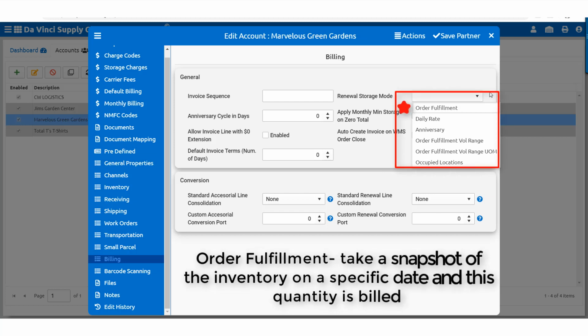Here are some common strategies for calculating. Order fulfillment. Take a snapshot of the inventory on a specific date, and this quantity is billed. Most often, this is calculated after operations end, on the last day of the month. This is looking forward to the month to be billed. For example, calculating on May 31st, at midnight, is billing for the month of June. In other words, as of June 1st, this is the inventory in the building for the account, and this will be billed.